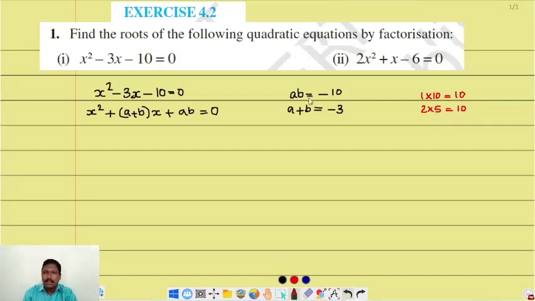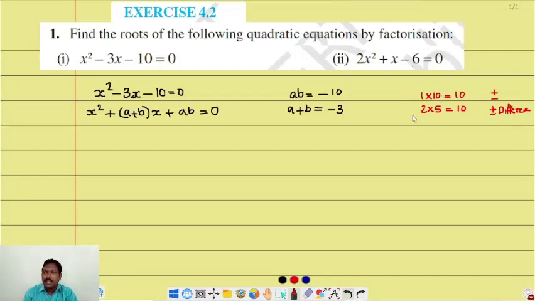Now we have to check here the product of two numbers is negative 10. That means one number will be positive and one number will be negative. If one number is positive and one number is negative, then the sum of these two numbers will always be the difference of the numbers, with the sign of the bigger number.